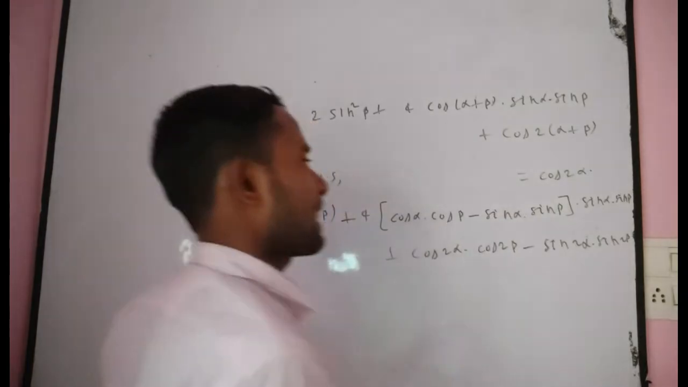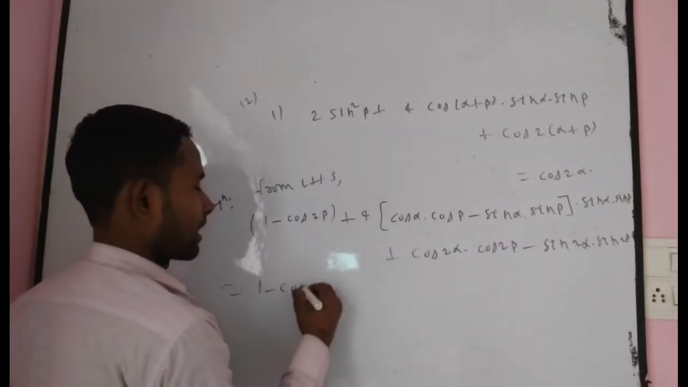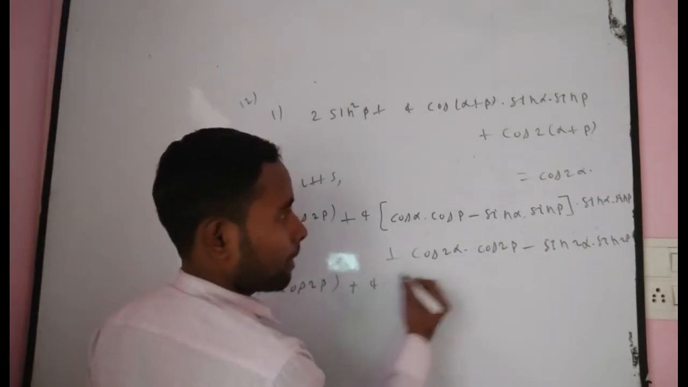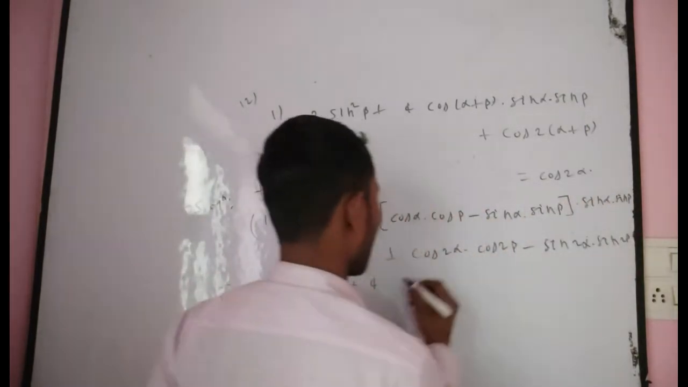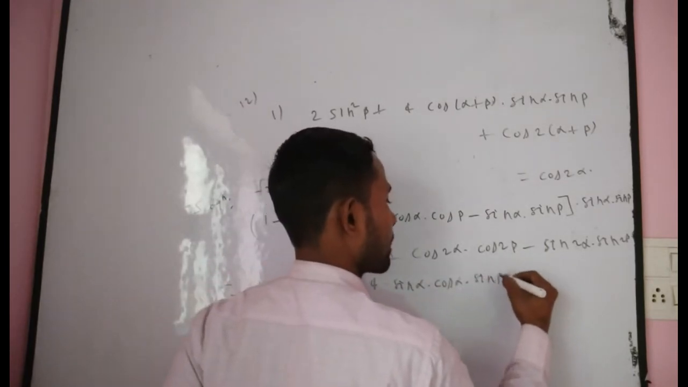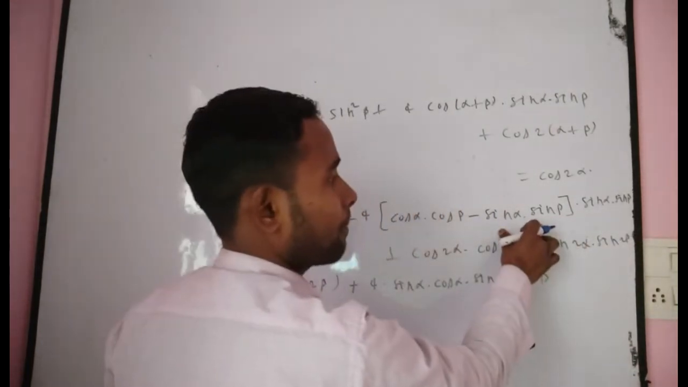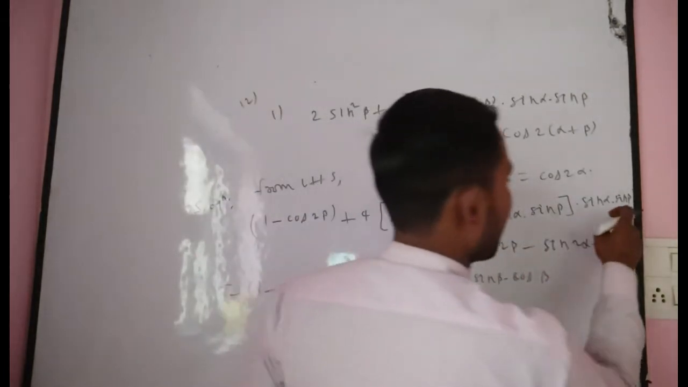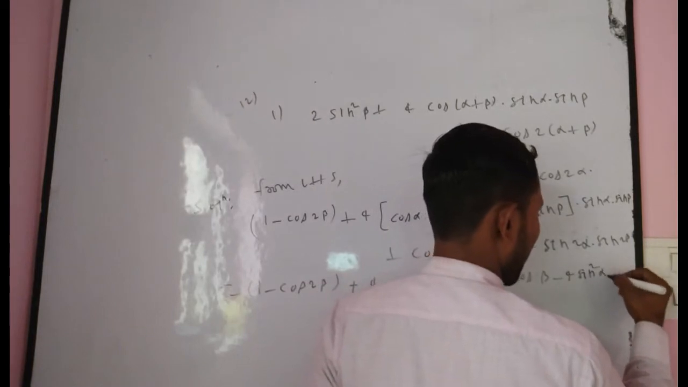This problem is completely based on simplification. Nothing is given, and there is no concept in this problem. Plus 4 into... if you multiply this factor with this term, you get sin alpha cos alpha sin beta cos beta. Can you write 4 times sin alpha cos alpha sin beta cos beta? If you multiply this factor with this factor, you get minus 4 sin square alpha sin square beta.